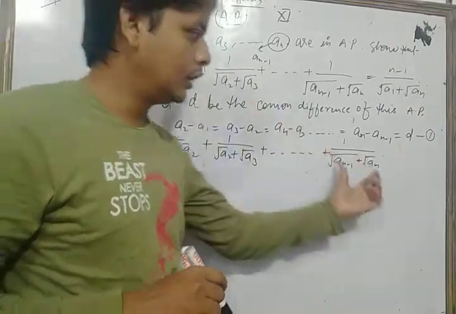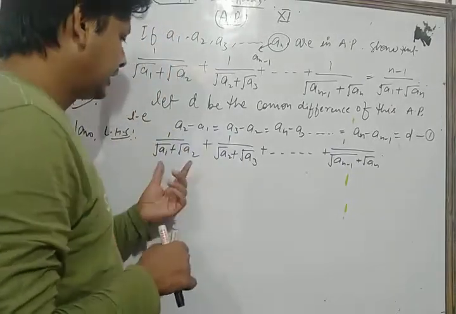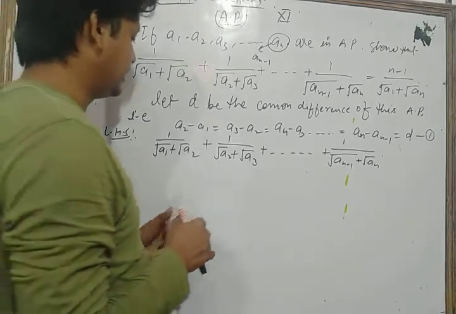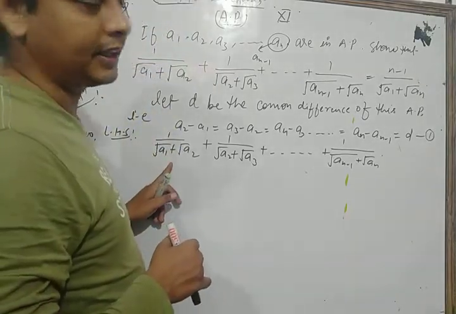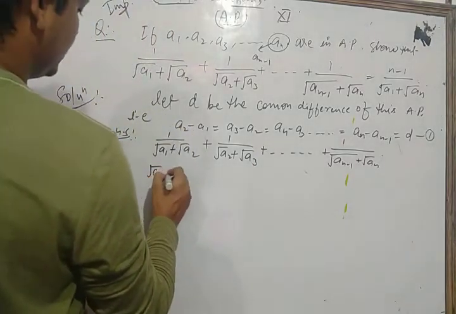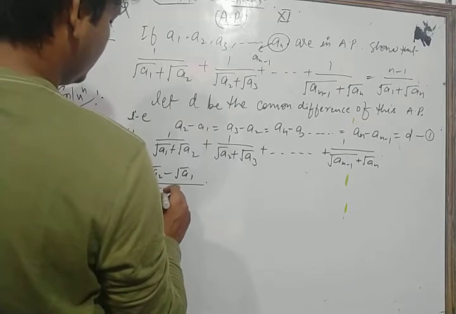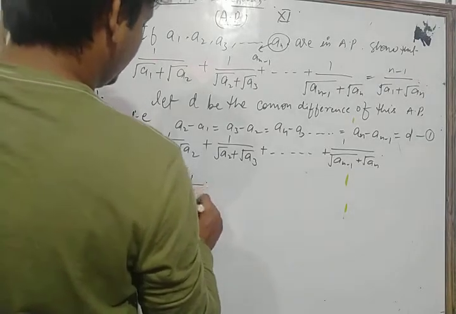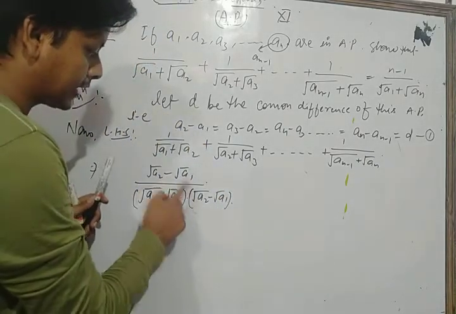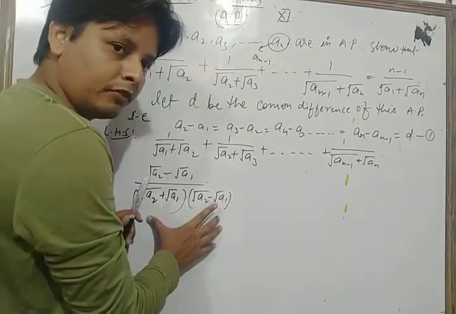So first we multiply each term, both numerator and denominator, by its conjugate. We multiply here both the numerator and denominator by under root a2 minus under root a1. In the denominator, under root a2 plus under root a1 into under root a2 minus under root a1, so this term cancels, and we get 1 upon under root a2 plus under root a1. Same process we do in that part.